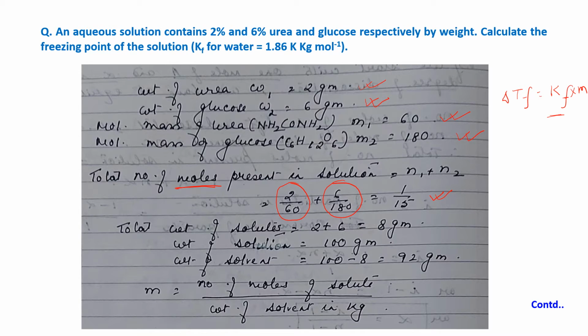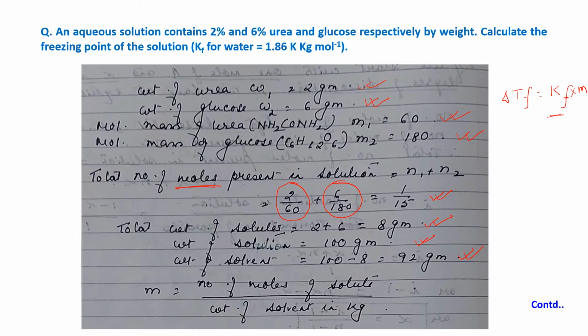Okay, total weight of solutes is 2 plus 6, it's 8 gram. And weight of the solution is 100 gram. In the beginning of the numerical, I told you that, because it is given in percentage, the weight of the solution is 100 gram. So weight of the solvent is 100 minus 8, that means 8 gram of the total solute present, so 100 minus 8 is 92 gram is the weight of the solvent.